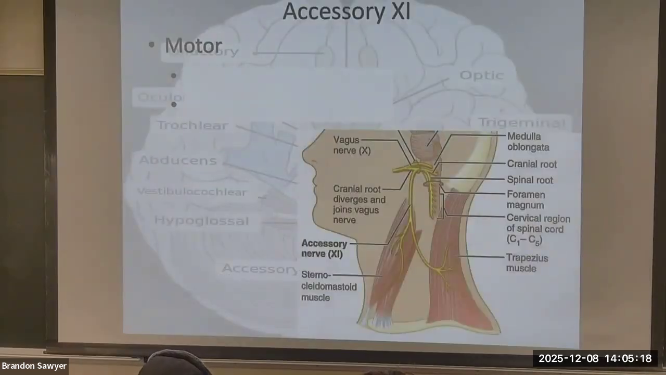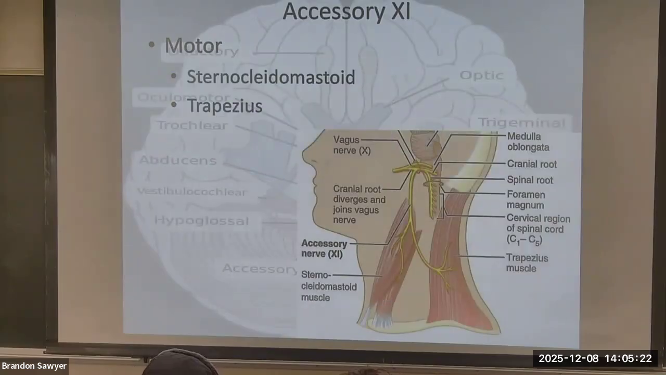Okay, so that's 10. Then we go to 11, which is called the accessory nerve. This has motor function only, motor function to control the sternocleidomastoid muscle, which is that one sticking off your neck right here, right? And then your trapezius muscles, right? Traps. Okay, so your traps and your sternocleidomastoid.